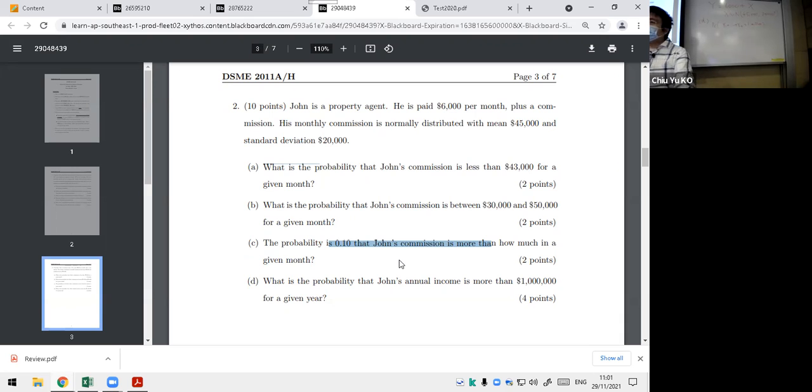This is the most tricky part. Second is, there's 6,000 per month, right? So we actually don't need to care about the base. That's why I subtract 1 million minus 6 times 12, one year, 12 times 6,000. This means his commission. Then this becomes X1 to X12.